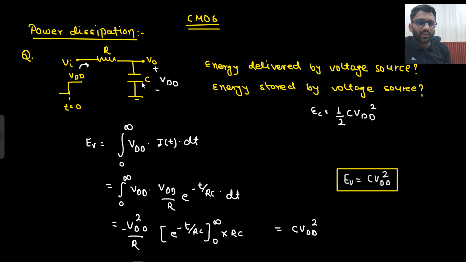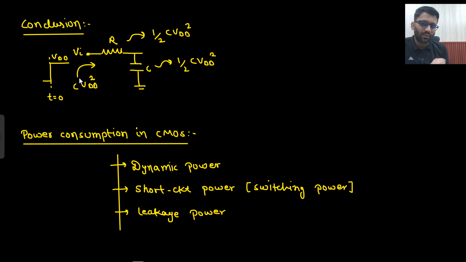So in this configuration, energy that is supplied by the voltage source is C VDD square. The capacitor is storing half C VDD square. So how much energy is dissipated across the resistor? Half C VDD square, right? Across the resistor, half C VDD square is dissipated. Capacitor is storing half C VDD square and total supplied is C VDD square. So this is the conclusion. Total supplied C VDD square. Across the resistor dissipated half C VDD square and capacitor is storing half C VDD square. So this you need to know.